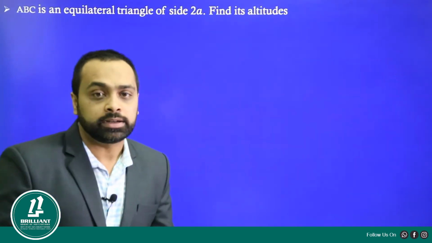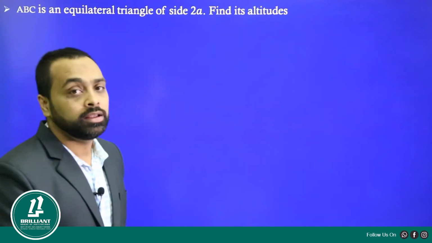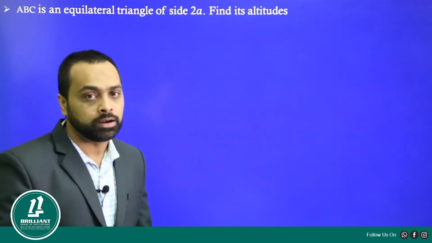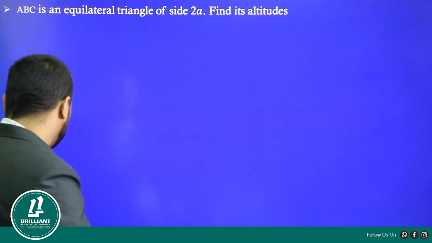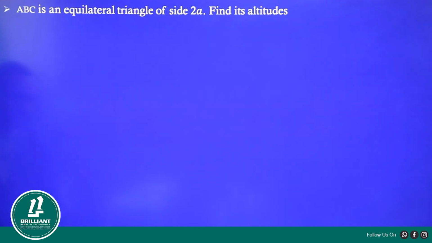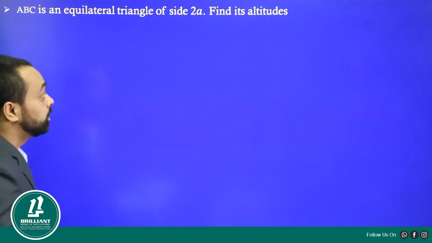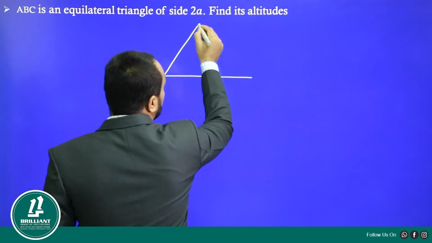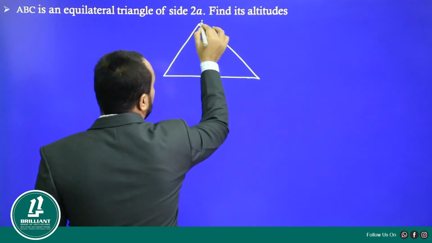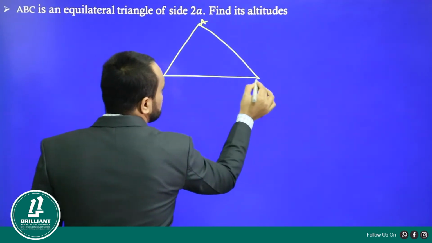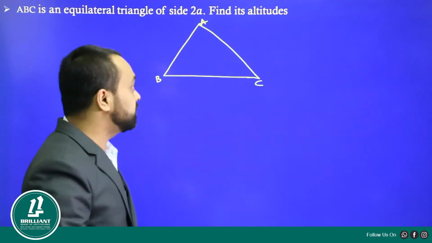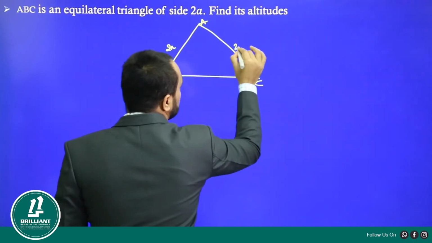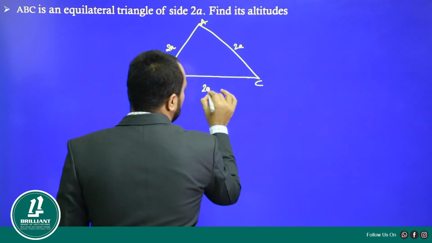ABC is an equilateral triangle of side 2A. Find its altitude. So here, given one triangle ABC, it's an equilateral triangle. We know that an equilateral triangle is a triangle with all the sides equal. So I am drawing one equilateral triangle ABC. It is given that all the sides are equal to 2A. This is 2A, this is 2A, and this is 2A.